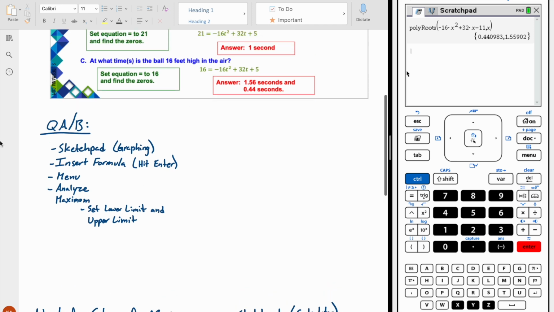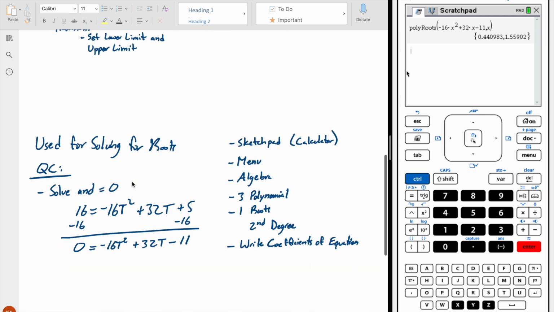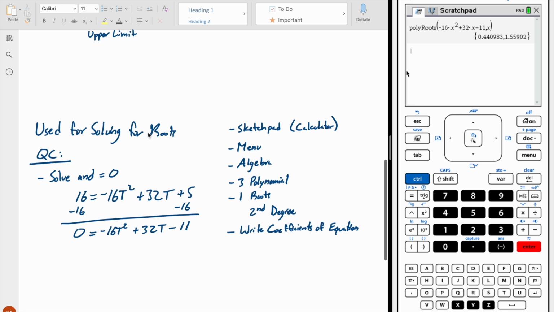So in case you need the step-by-step for A and B, and the step-by-step for question C.